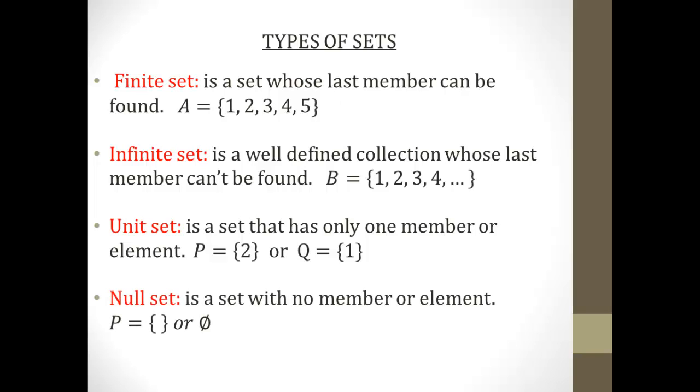Next type, we have the null set. When we talk about a null set, we are talking about nothing. Zero is something, but null means nothing. So it's a set which has no member at all. The symbol to represent the null set is phi, or you have your curly brackets with nothing inside, or the other symbol on your screen.